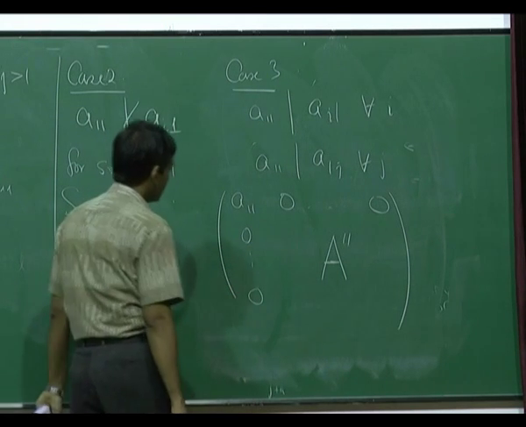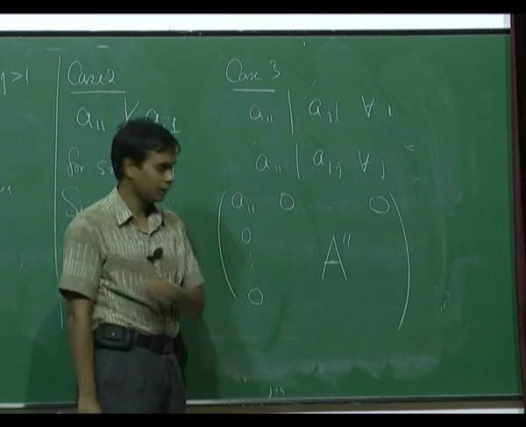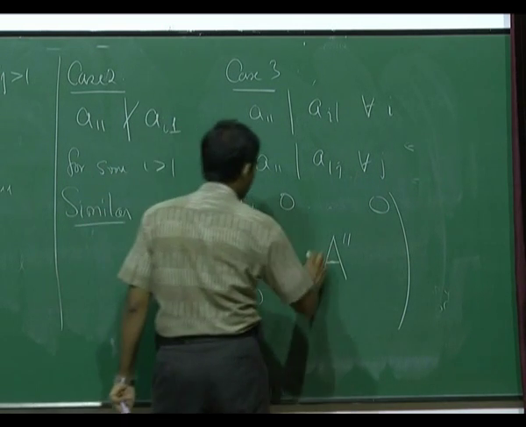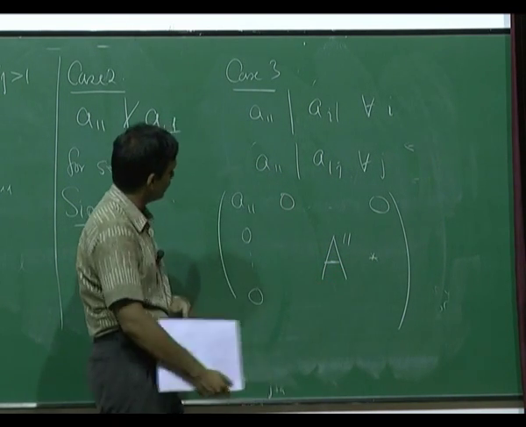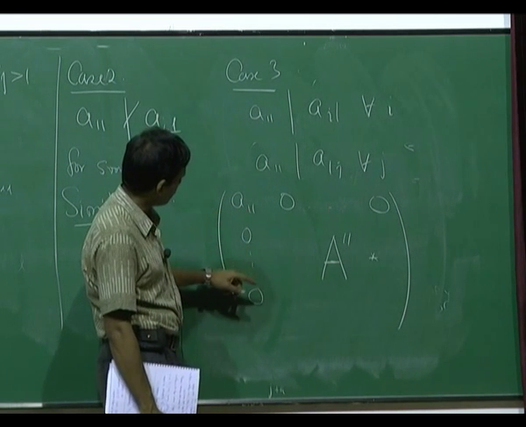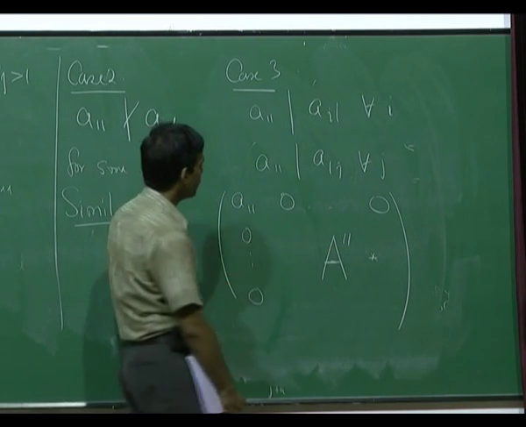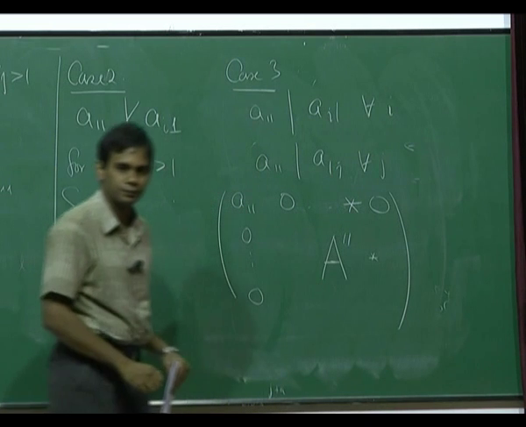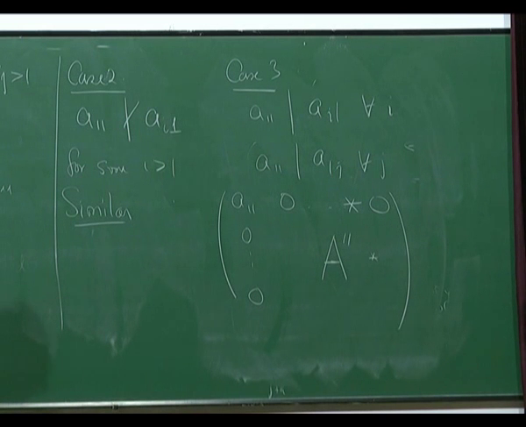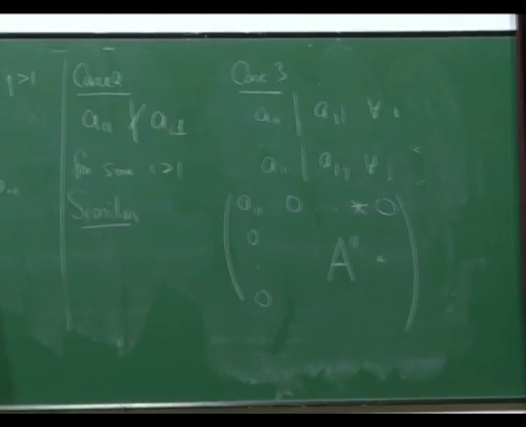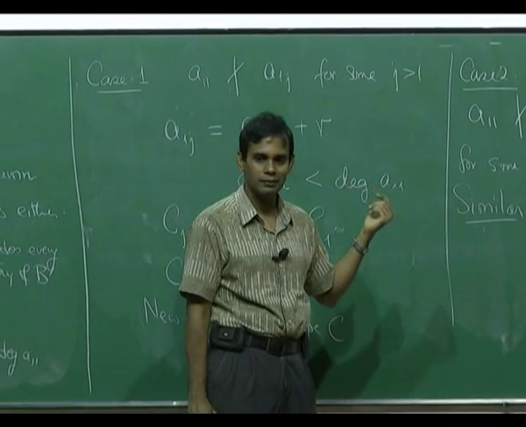Now there are two possibilities. If A11 divides all the entries of A double prime, then we are done. But if it doesn't, then there is some entry here which it does not divide. So, some entry here. Then what you do is you just take the first row and add to it this row. Then you can bring this star up to the first row. And then you are back in case 1. And then you apply the method of case 1 to reduce the degree further.